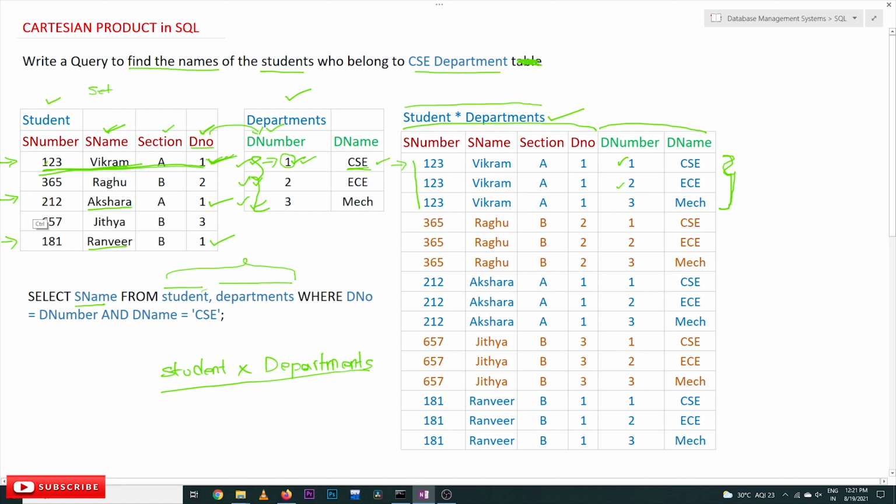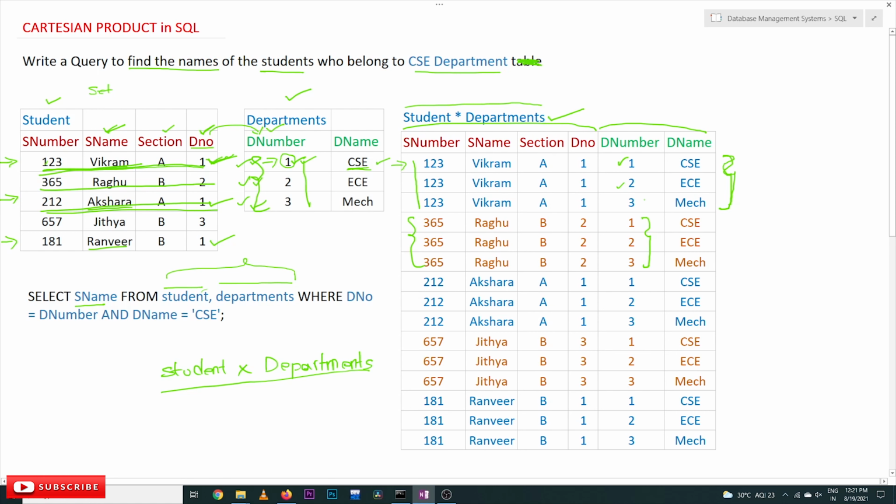Okay, now next row, this row. So here, this row is producted with all these rows. Try to get this point, 1 2 3, 1 2 3. Okay, similarly this row, 2 1 2 Akshara A1, will get producted with all these rows of the department table.